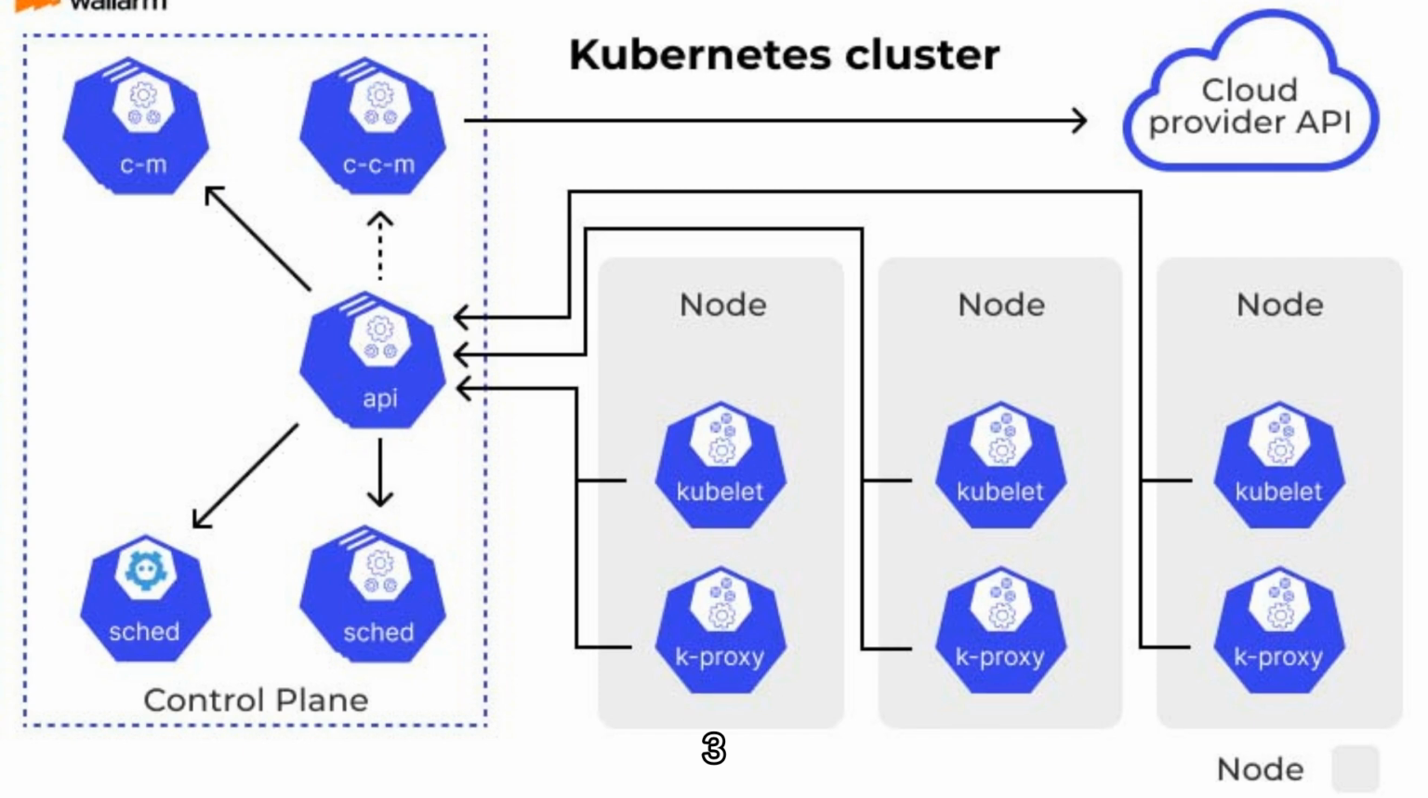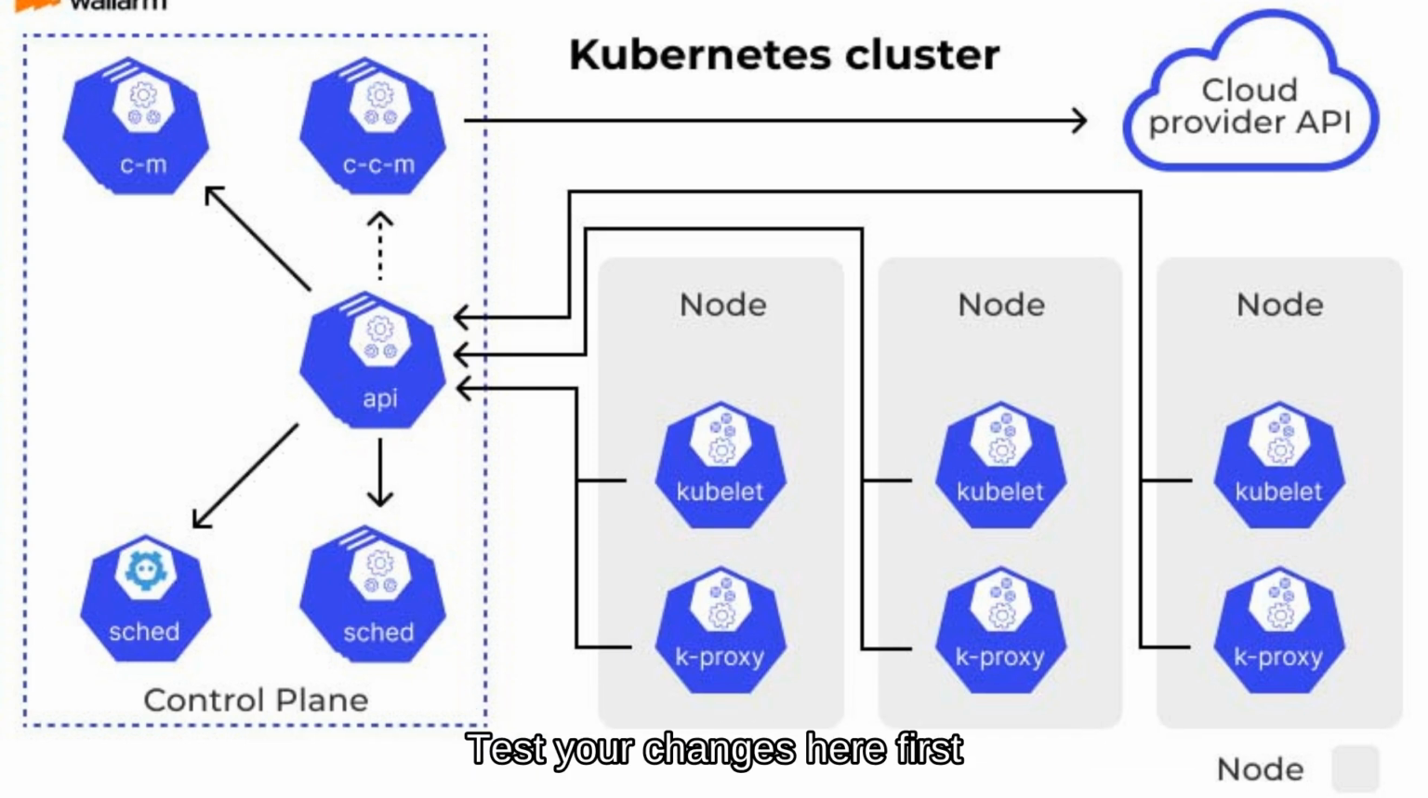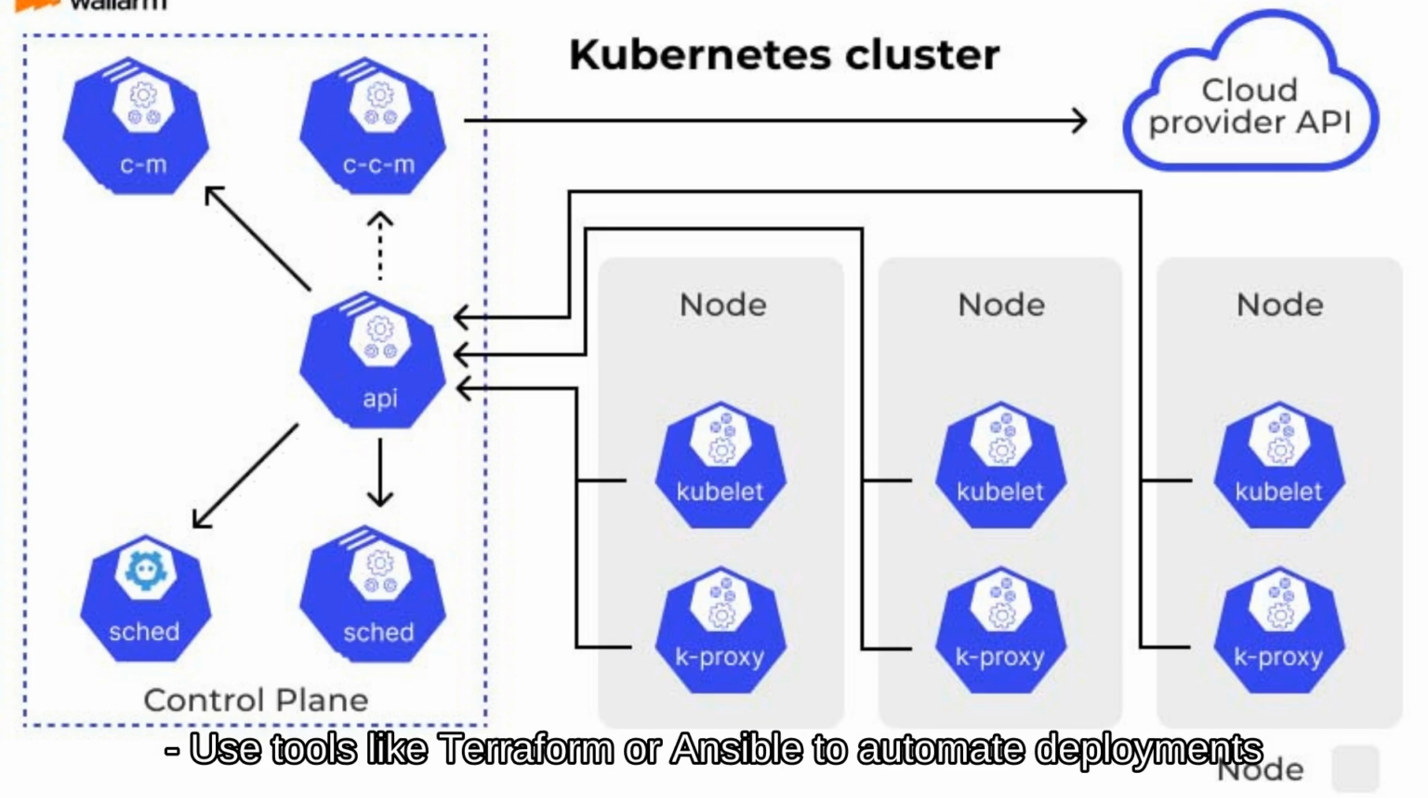3. Test changes in staging. Create a staging environment that mirrors production. Test your changes here first. Use tools like Terraform or Ansible to automate deployments.